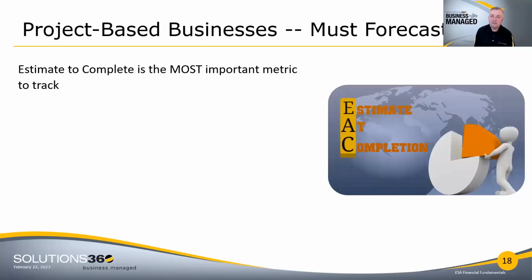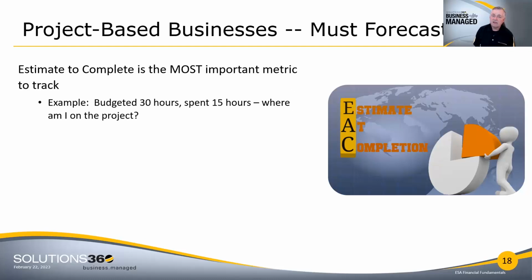And project-based businesses must forecast. So here's the piece that a lot of companies miss. They might do a really good job of tracking. They might do a really good job of getting all the time onto a project, but they don't estimate what it's actually going to take to complete a project. When I meet with clients and I ask them what's your status, they tell me, well, I've spent 15 hours and my budget is 30, so I'm at 50%. That is probably not anywhere close to true, because it's very unlikely that the amount of time you spend on a project represents the true performance of that project.